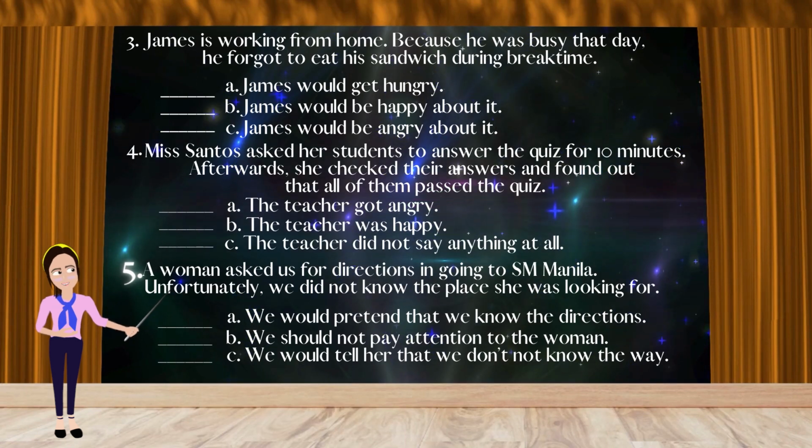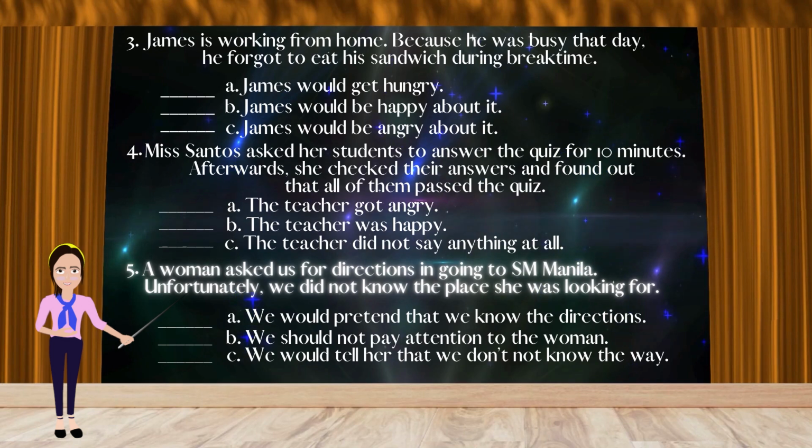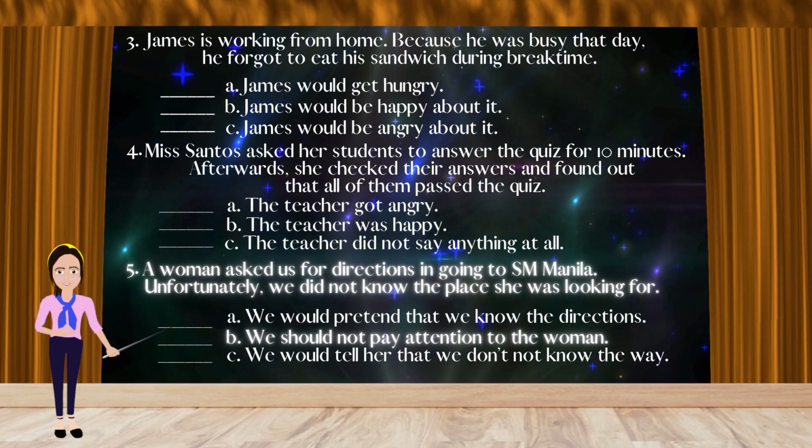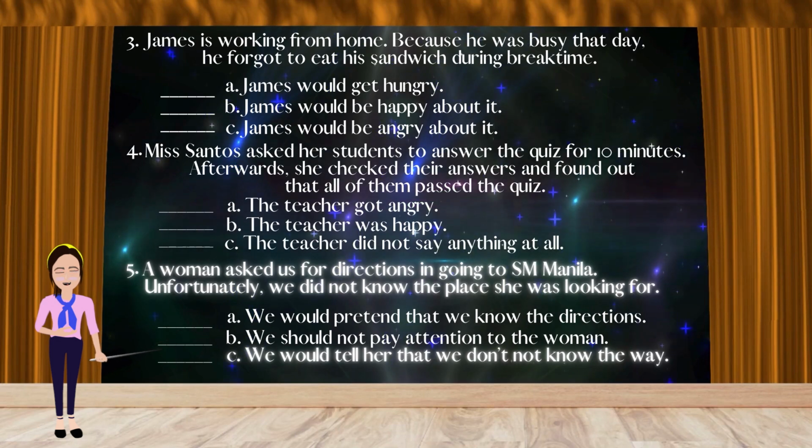Number 5. A woman asked us for directions in going to SM Manila. Unfortunately, we did not know the place she was looking for. A. We would pretend that we know the directions. B. We should not pay attention to the woman. C. We would tell her that we don't know the way.